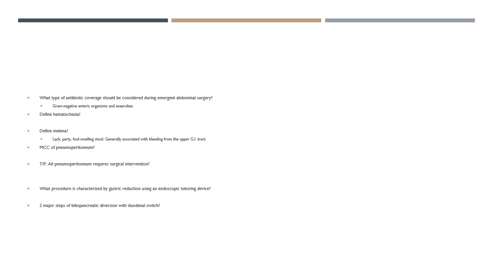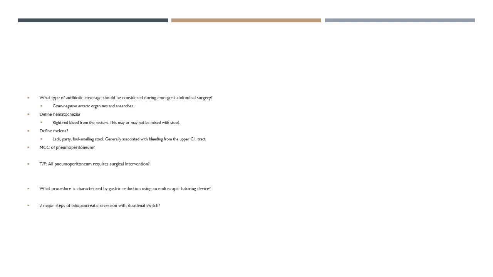All right, so next question is define hematochezia. A little softball. Define hematochezia. Hematochezia is going to be bright red blood from the rectum. This may or may not be mixed with stool. So hematochezia, bright red blood per rectum.